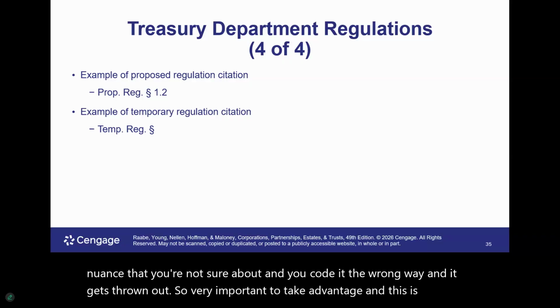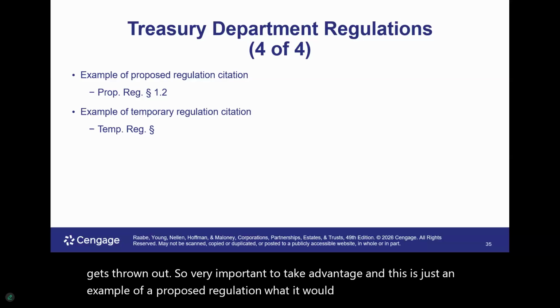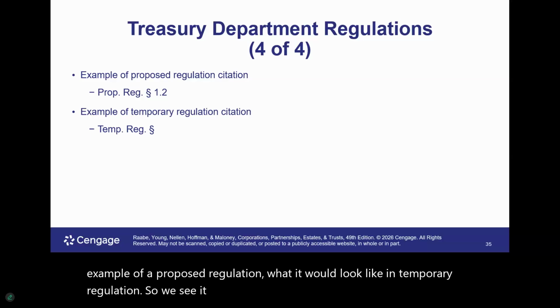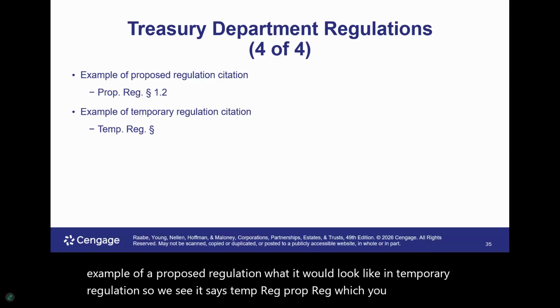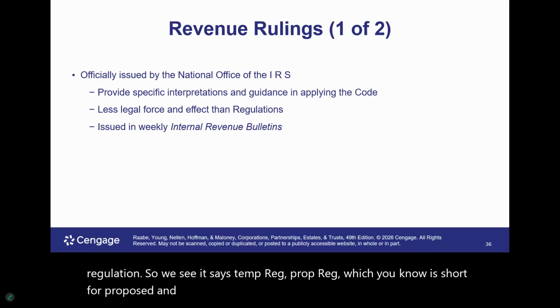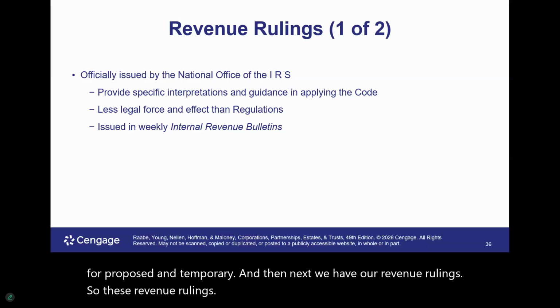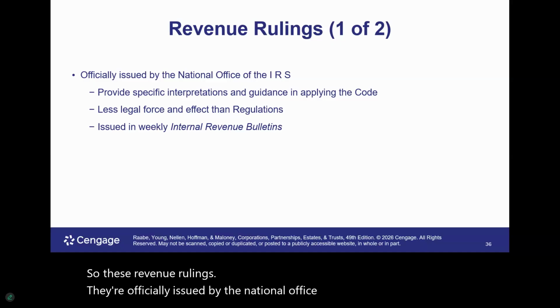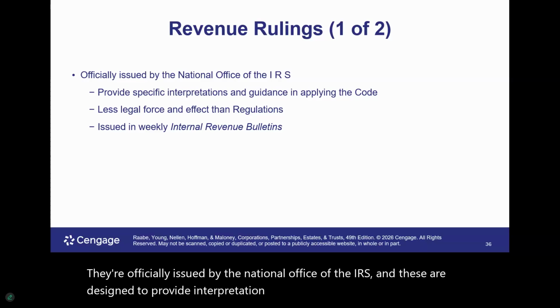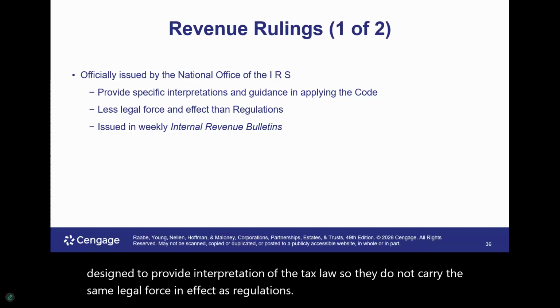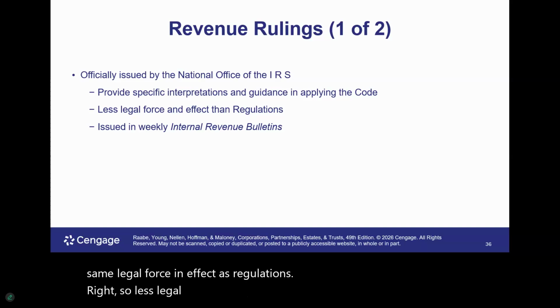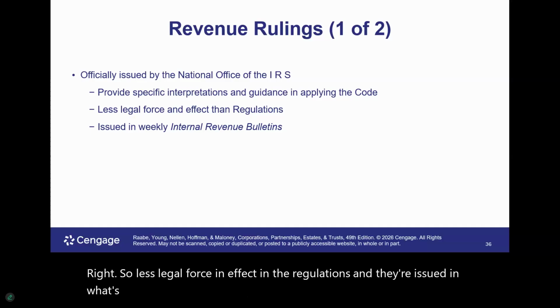And this is just an example of a proposed regulation, what it would look like, and a temporary regulation. So we see it says temp reg, prop reg, which is short for proposed and temporary. And then next we have our revenue rulings. These revenue rulings are officially issued by the National Office of the IRS, and they are designed to provide interpretation of the tax law. So they do not carry the same legal force and effect as regulations, right? So less legal force and effect than the regulations, and they're issued in what's called the weekly Internal Revenue Bulletins.